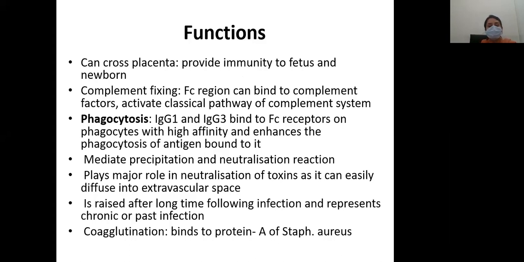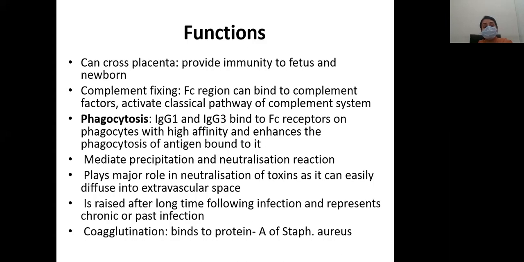Immunoglobulin G, number 1, it can cross the placenta, and they provide immunity to fetus and newborn. And they are complement fixing. Complement fixing: the Fc region can bind to complement factors, and they activate the classical pathway of complement system. And they also cause phagocytosis, like immunoglobulin G1 and G3, they bind to Fc receptors on phagocytes with high affinity, and it enhances the phagocytosis of antigen bound to it. And they mediate precipitation and neutralization reactions.